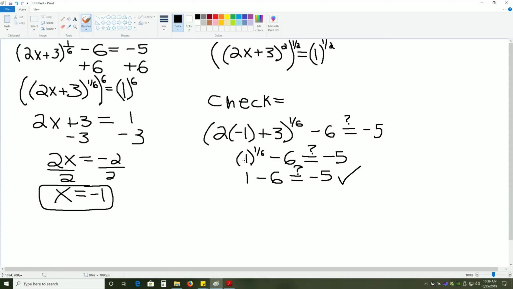If we had gotten something like -1 to the 1/6, then there would be imaginary solutions, which means this would not be a true statement, so there would have been no solution.